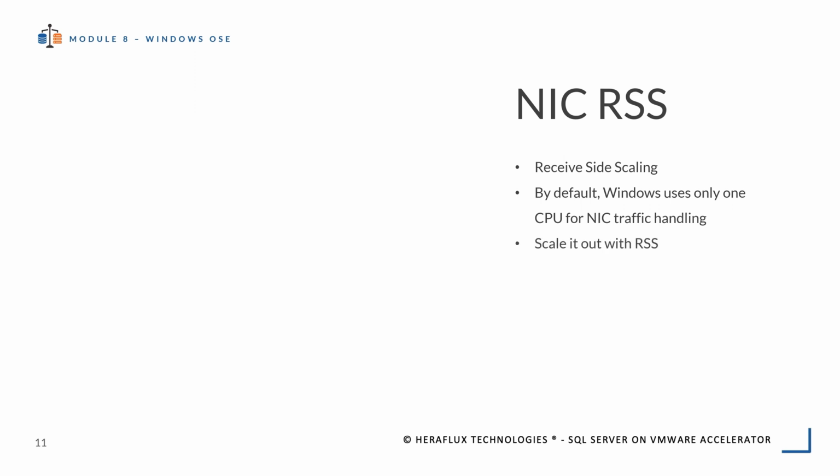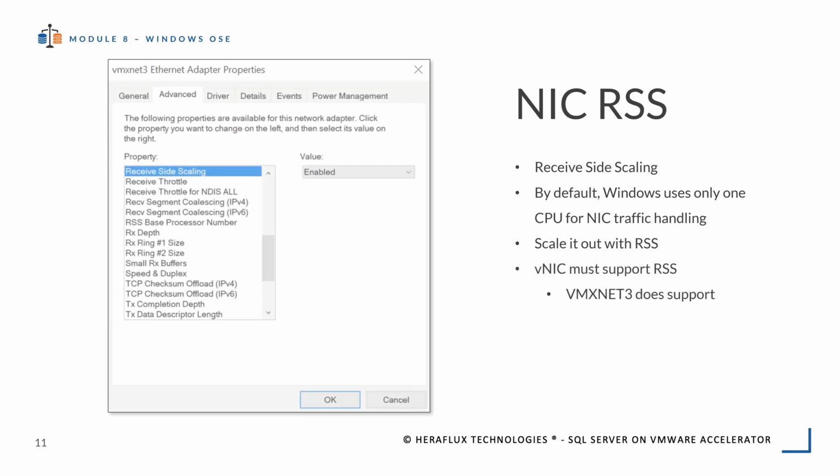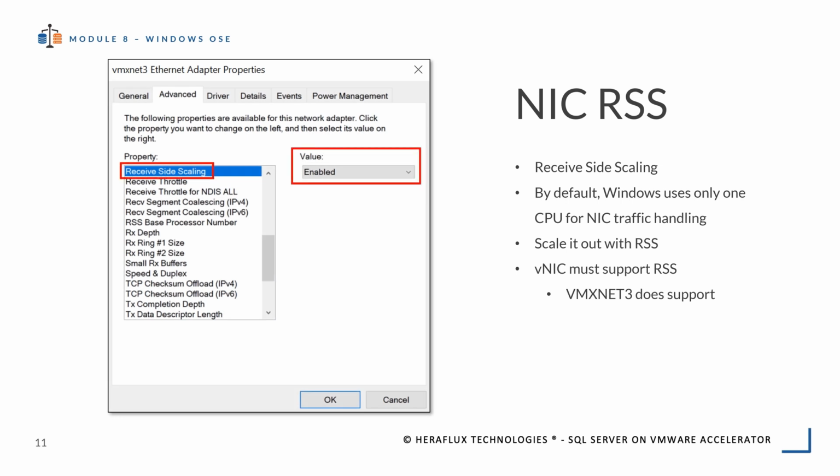Another change that I endorse is enabling receive-side scaling for the VMXNet 3 network adapter. Receive-side scaling is a technology that allows Windows to use more than one CPU for network traffic handling. By default, it'll only use one, and it usually uses CPU 0. What I find is that for environments with very high network throughput rates, you'll actually run that CPU core up to 100% before you reach peak network throughput. The network adapter is no longer the bottleneck to performance in those cases.